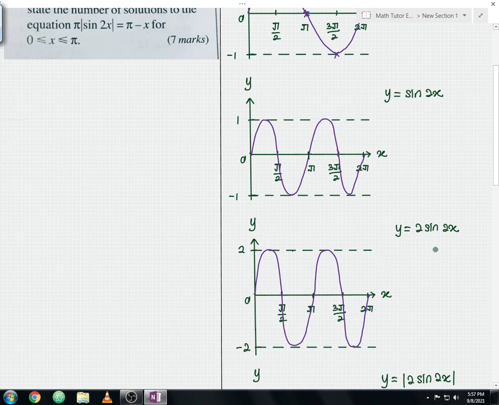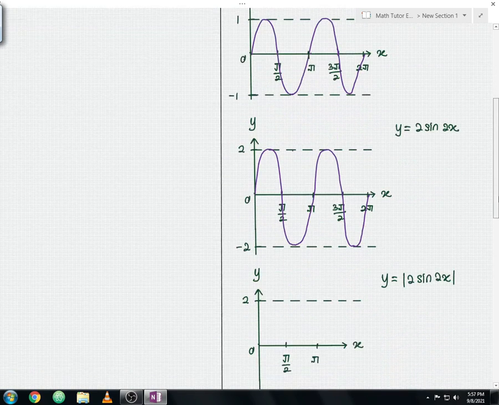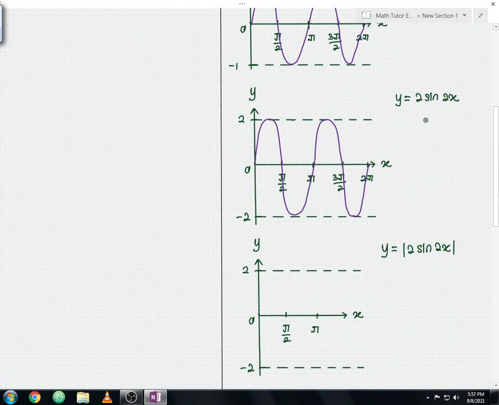Now what if from 2 sine 2x it becomes modulus 2 sine 2x? You should remember the concept of modulus, guys. Whatever value you key in, positive or negative, eventually the output will become positive. Every value will become positive. All these negative values will become positive, will be appearing up.